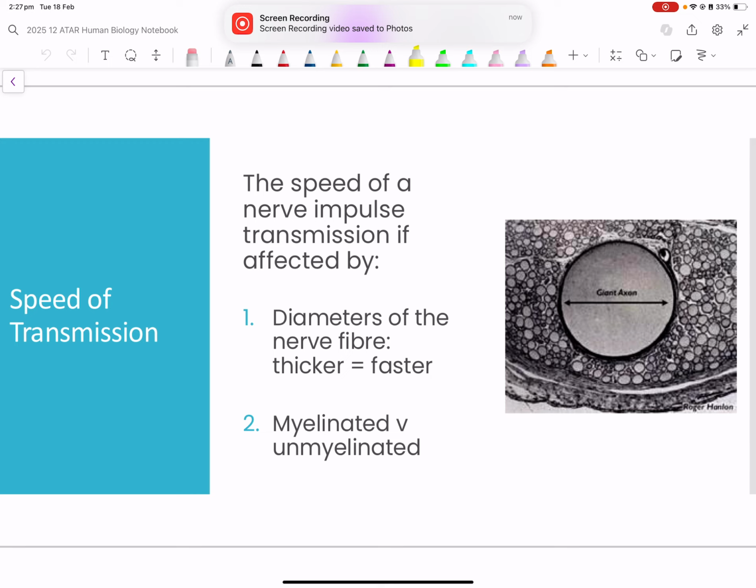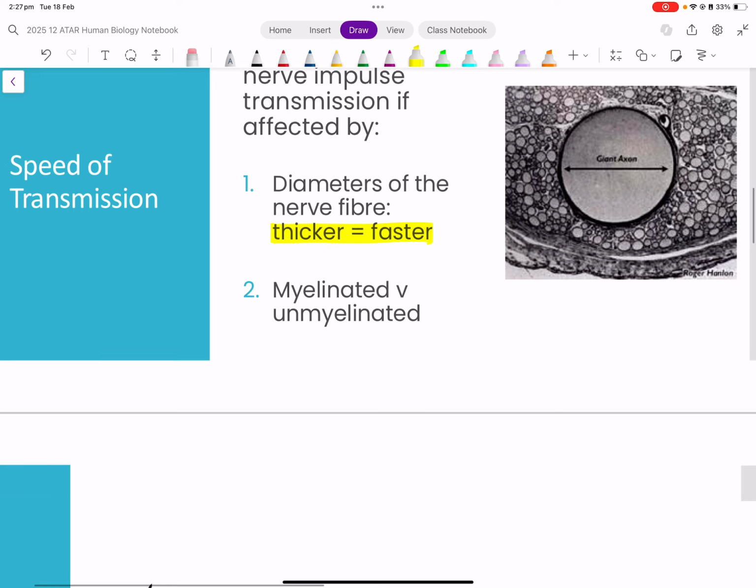When we're talking about the speed of a nerve impulse, it's really important to recognize that the larger the myelination of a nerve fiber, or the thicker that nerve fiber is, the faster it's going to be. Okay, and this comes into our debate with myelinated versus unmyelinated nerve fibers.